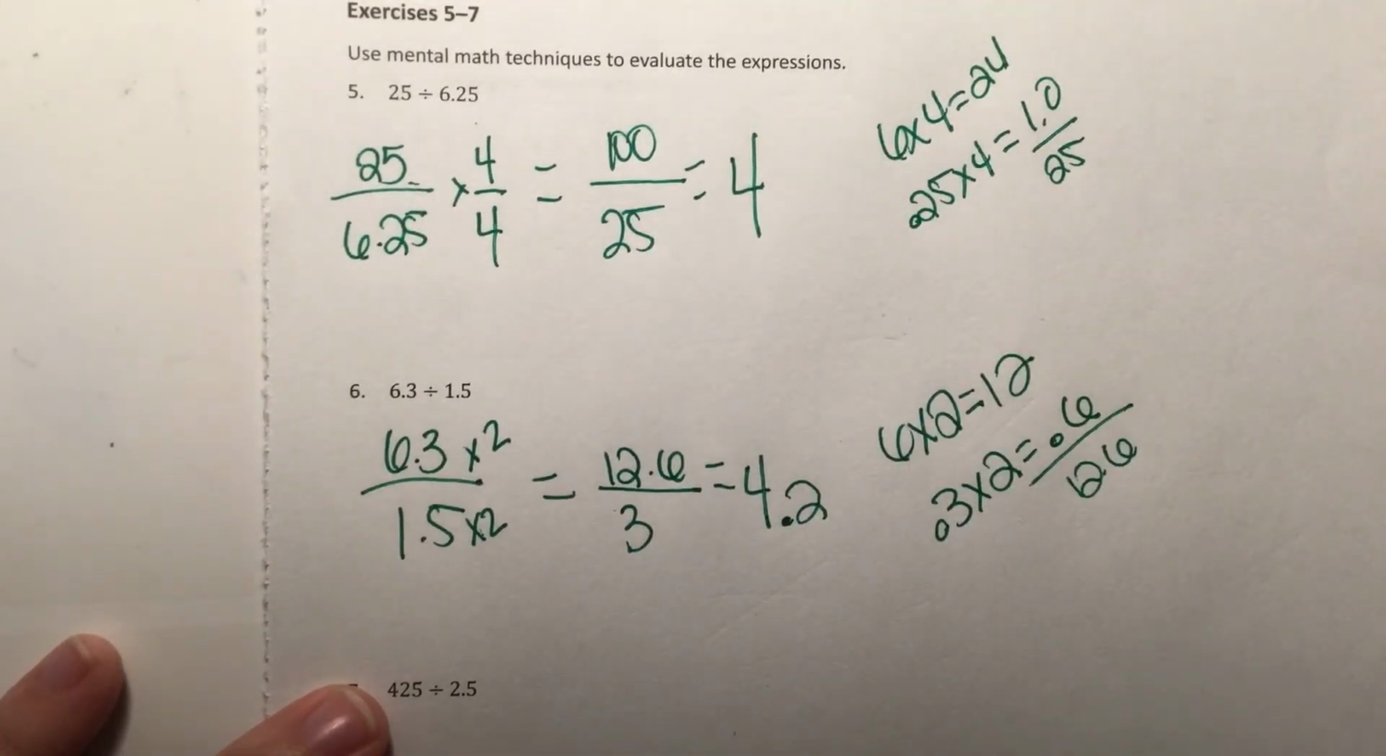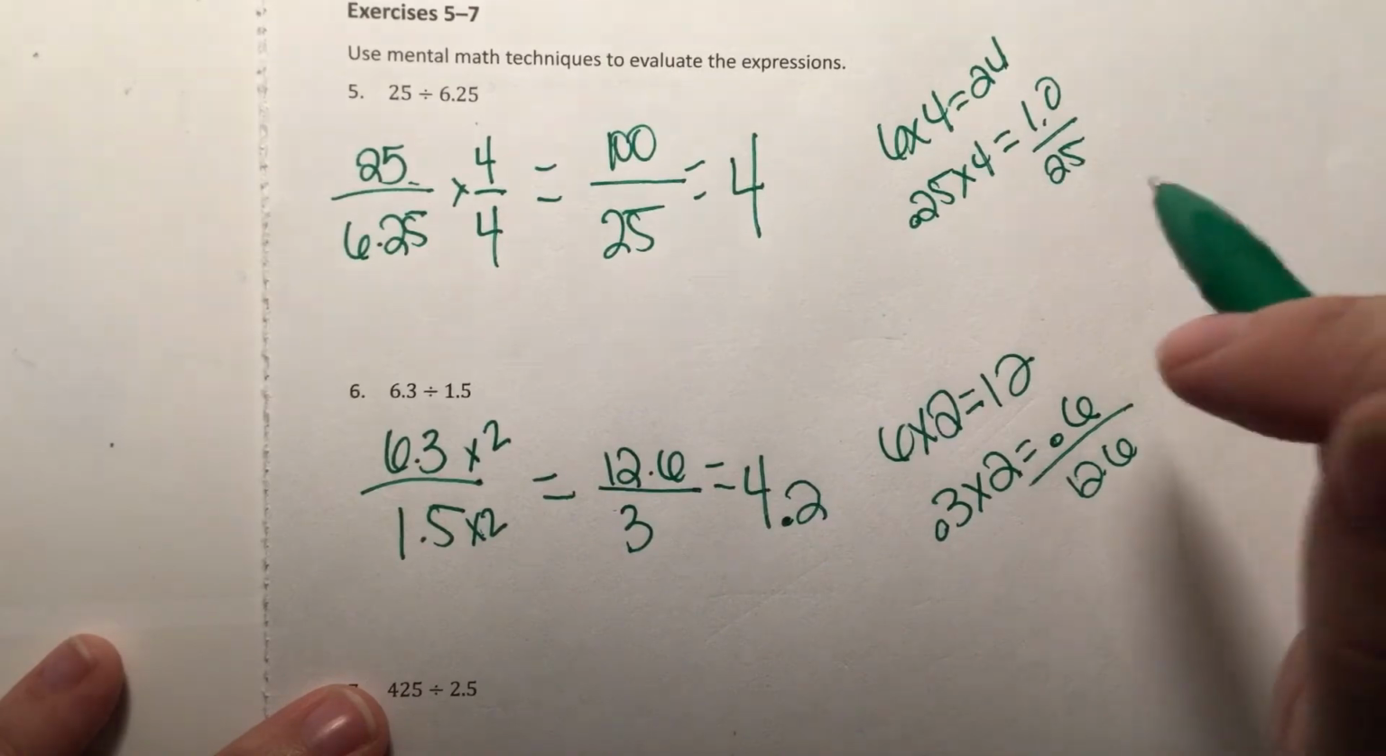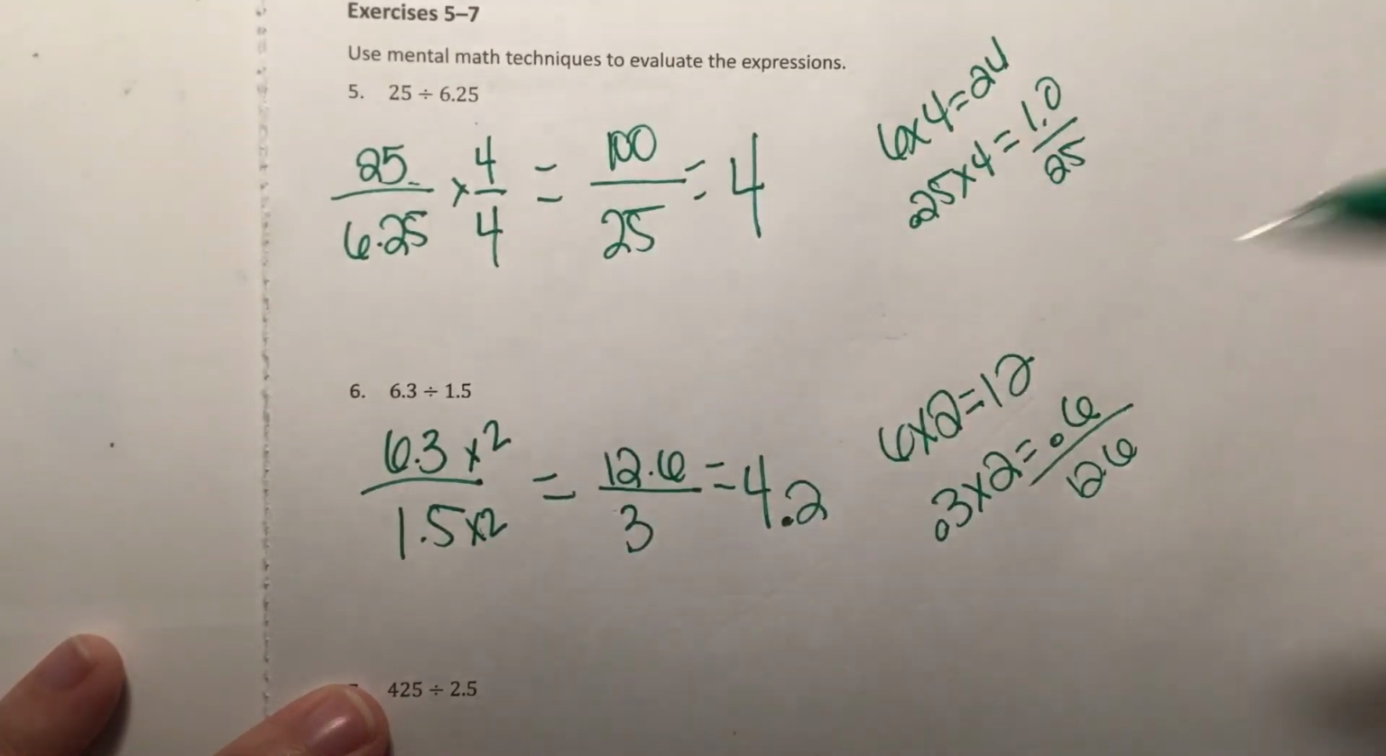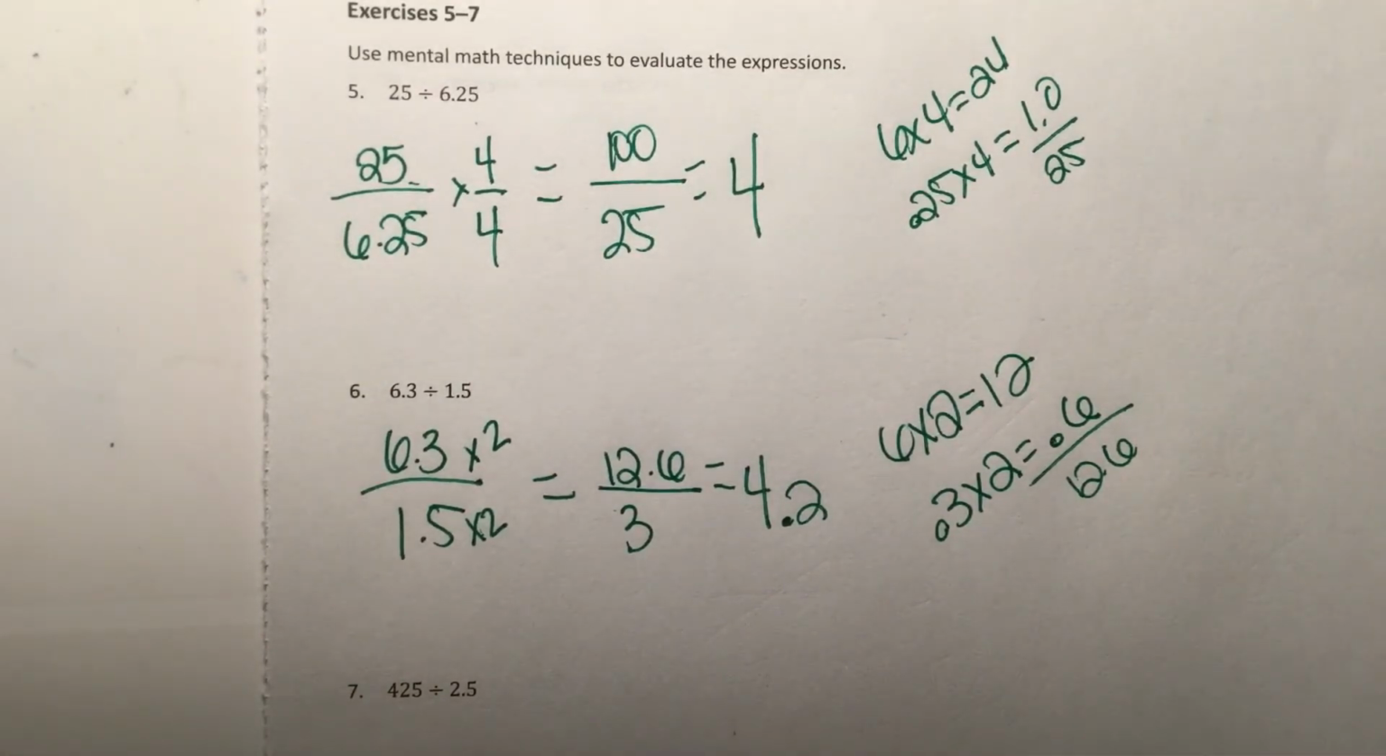Mental math. You totally got this. You just did the standard division algorithm in your head. 3 goes into 12, then 3 goes into 0.6, 4.2. Totally got it. Okay? So go ahead and pause and copy, folks.